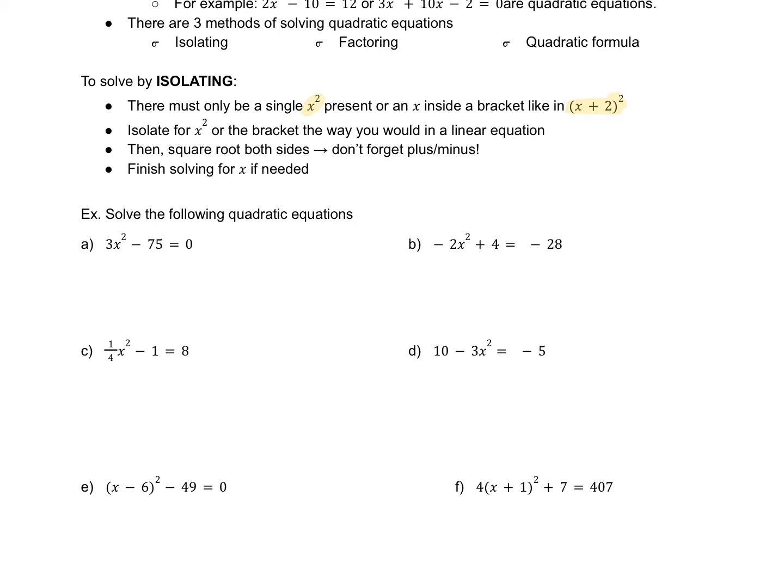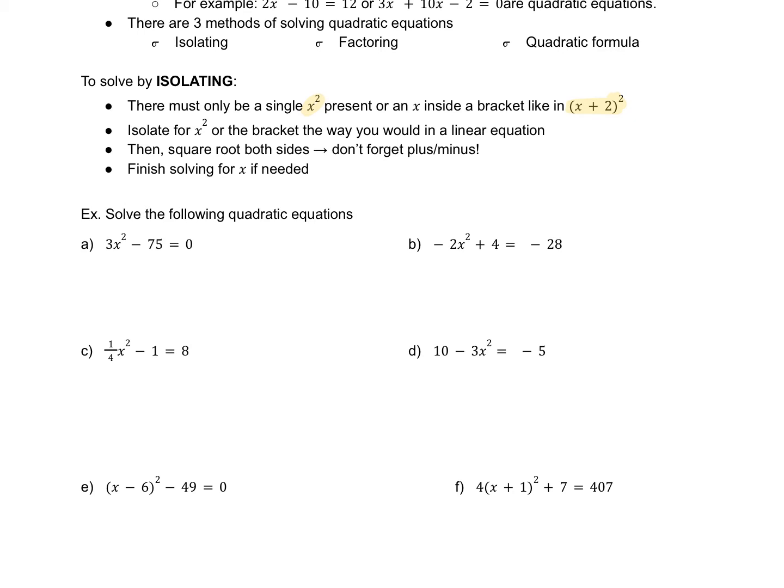And the way we're going to isolate is in a similar manner to what you did in grade 9 with linear equations. So we're going to isolate for that x squared or that bracket using opposite operations. And then we might do some dividing, and we're going to do some square rooting because of that exponent of 2. So let's take a look at our first example.